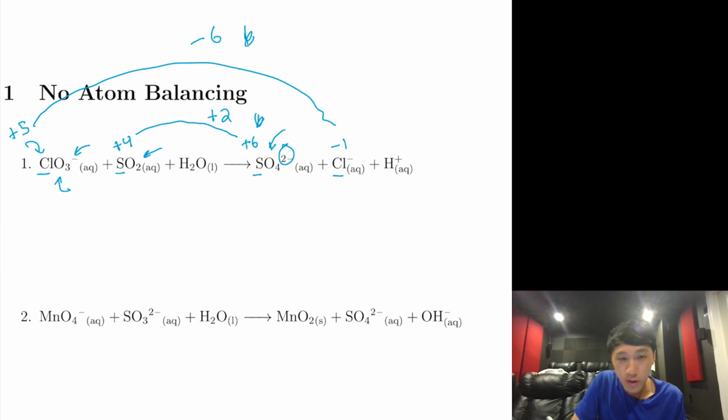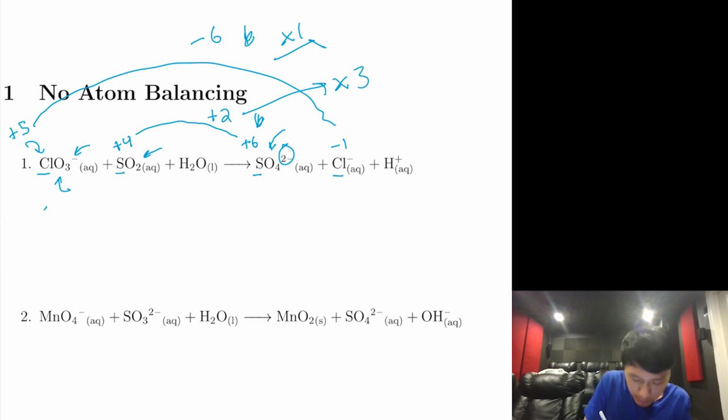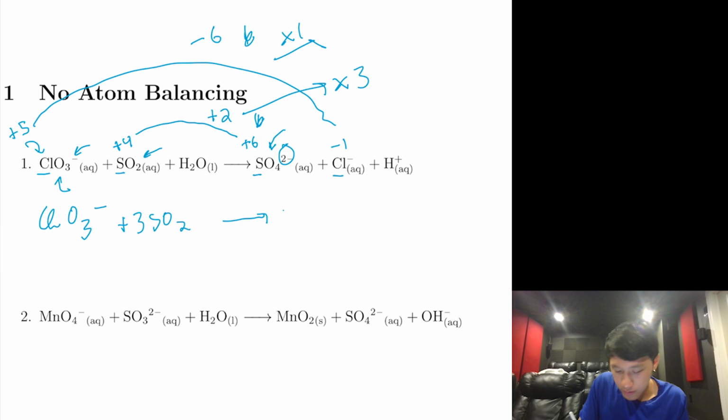That means we need to multiply each reaction to get to the least common multiple. So 6, we're just going to multiply by 1. It's going to stay the same. And 2, we're going to multiply by 3. What this means is that we're going to write the chlorine reaction multiply 1. So it's just ClO3-. And then the sulfur reaction, we're going to need to multiply by 3. So +3 SO2, and then we're going to ignore water again, and then here 3 SO4 2- because we multiplied the sulfur by 3, and then plus Cl-.